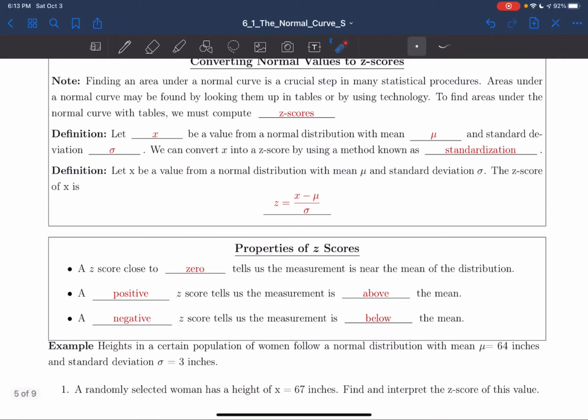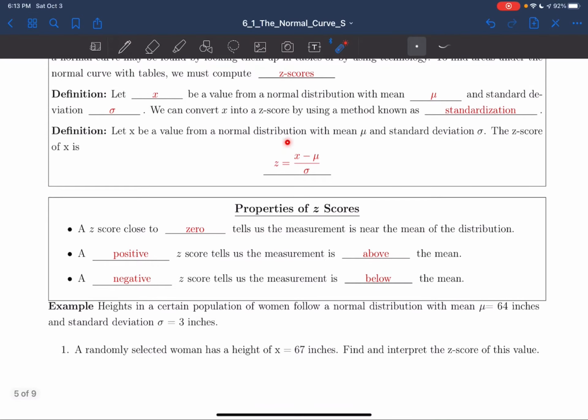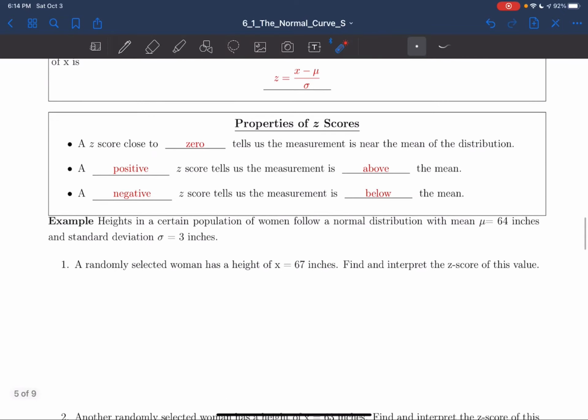Let x be a value from a normal distribution with mean mu and standard deviation sigma. We can convert x into a z-score using a method known as standardization. We've seen this formula before: the z-score z is just x, the value, minus mu, the mean, over the standard deviation. The reason we want this is that z-scores have very nice properties. If the z-score is close to 0, the measure is near the mean of the distribution. If it's positive, it's above the mean, and if it's negative, it's below the mean.